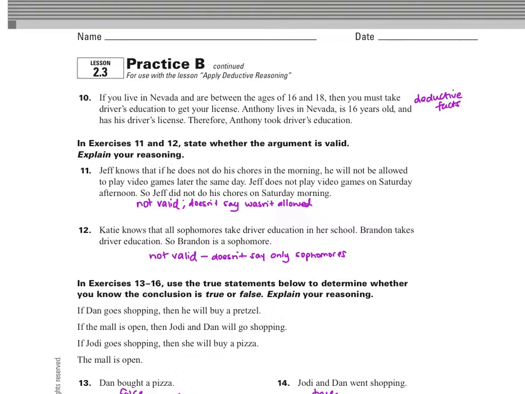That would be law of detachment, okay? But the fact that the then occurs is why it's not valid. There could be lots of reasons why he doesn't play video games.